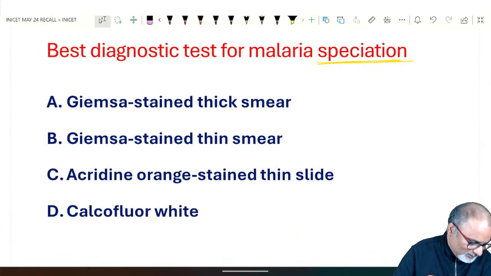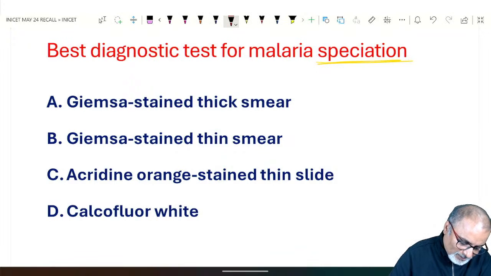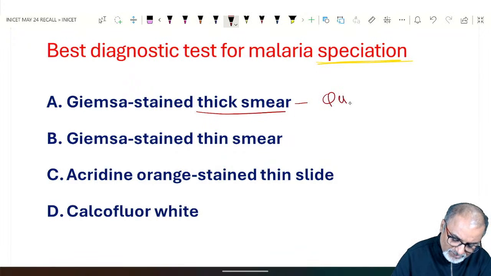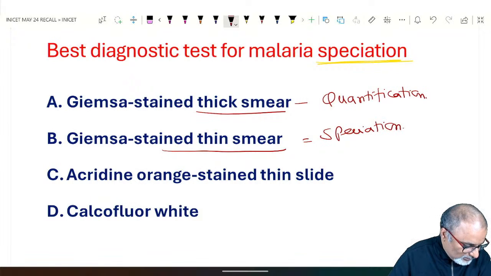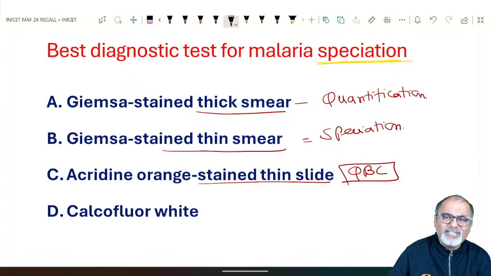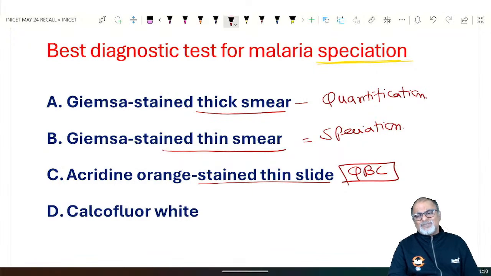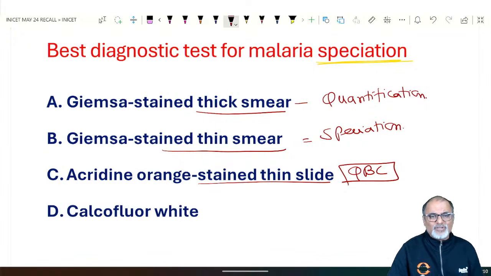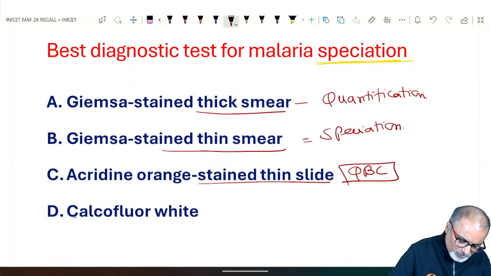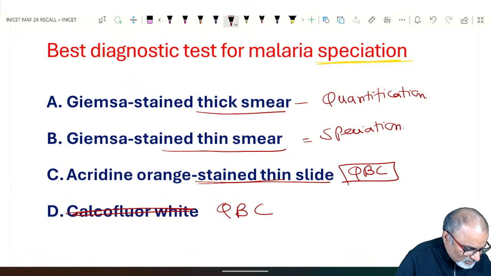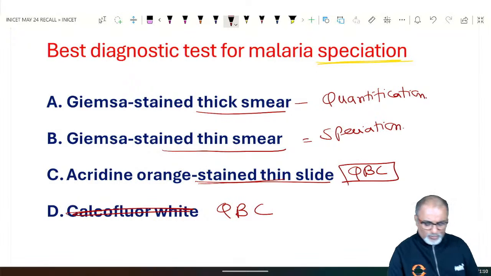Best diagnostic test for malaria speciation is, listen to me, Giemsa stained thick smear for quantification. Giemsa stained thin smear for speciation. Okay, acridine orange stained thin slide or QBC. Some people say QBC, quantitative Buffy coat analysis. You cannot speciate that much easily. Calcofluor, no calcofluor. Okay, acridine orange or QBC. I can write QBC. Is it okay? D was QBC, not calcofluor. Yes. No problem. I will write QBC.